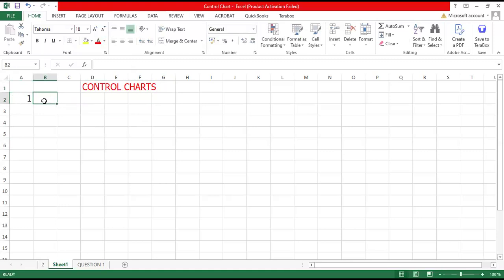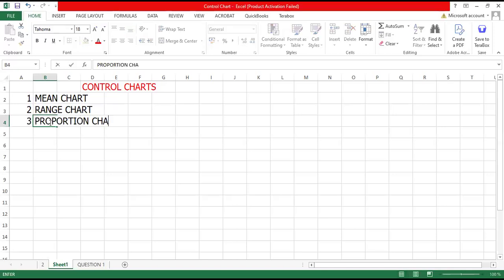Number one, we have a mean chart. Number two, we have range chart. Then number three, we have proportion chart. Those are three charts they can ask under control charts.